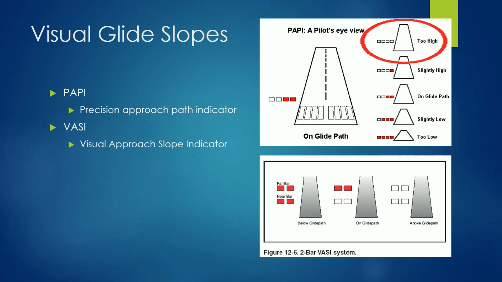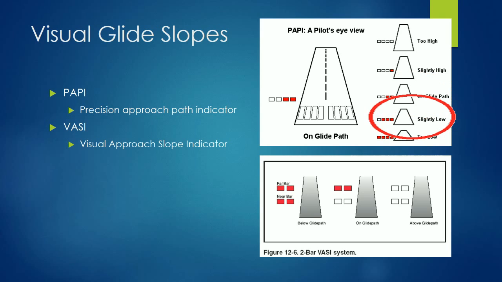So if you start descending a little quicker, one of those lights will eventually turn red. So you have 3 white and 1 red light, which means you're slightly high. When you have 2 white and 2 red lights, that means you're on the glide path. If you see 3 reds, that means you're slightly low.